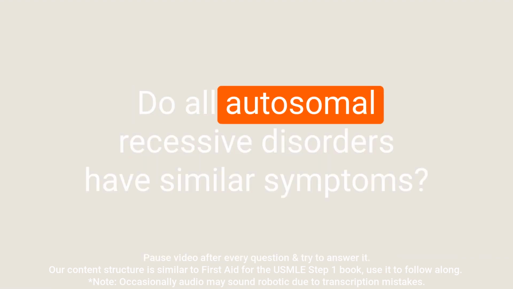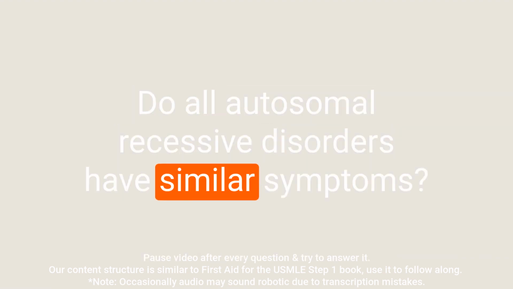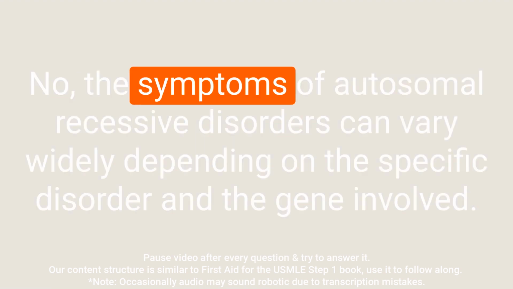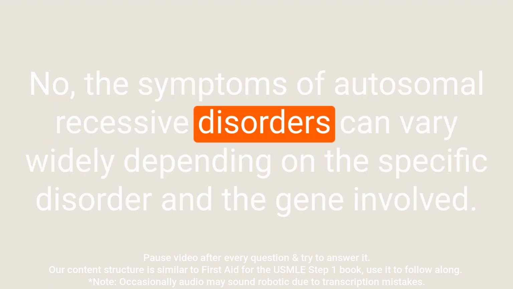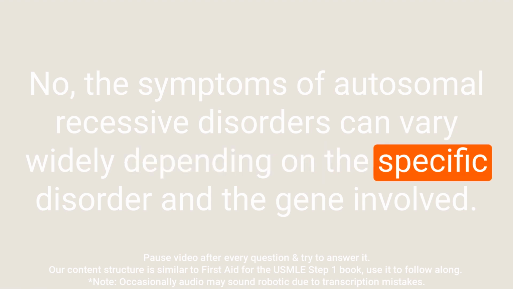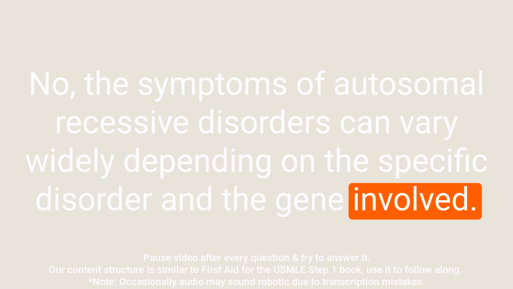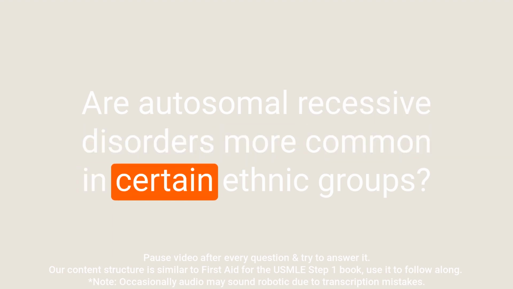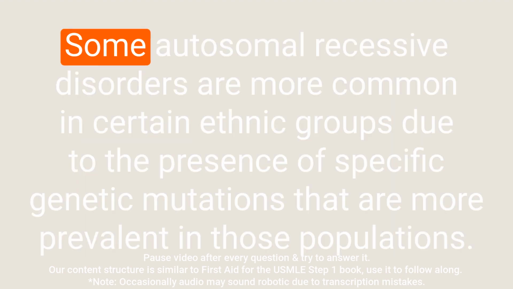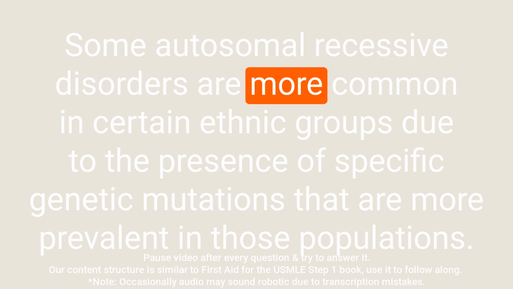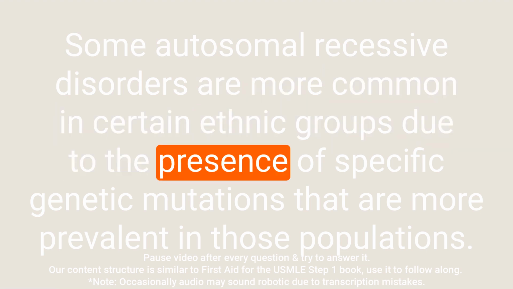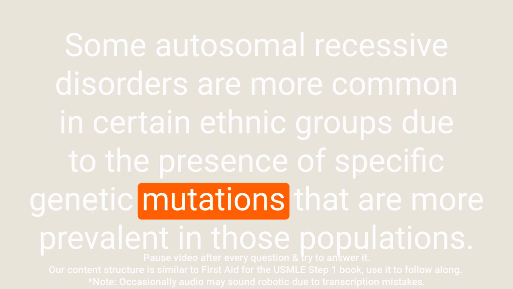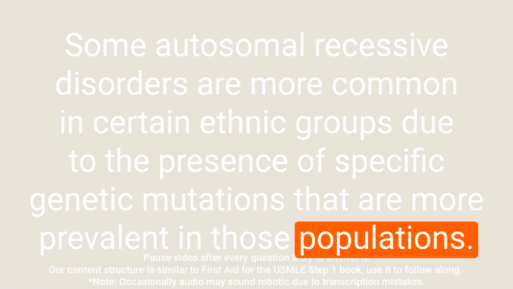Question: Do all autosomal recessive disorders have similar symptoms? Answer: No. The symptoms of autosomal recessive disorders can vary widely depending on the specific disorder and the gene involved. Question: Are autosomal recessive disorders more common in certain ethnic groups? Answer: Some autosomal recessive disorders are more common in certain ethnic groups due to the presence of specific genetic mutations that are more prevalent in those populations.